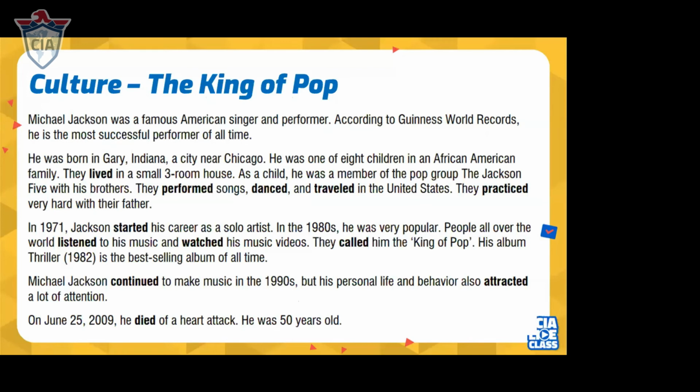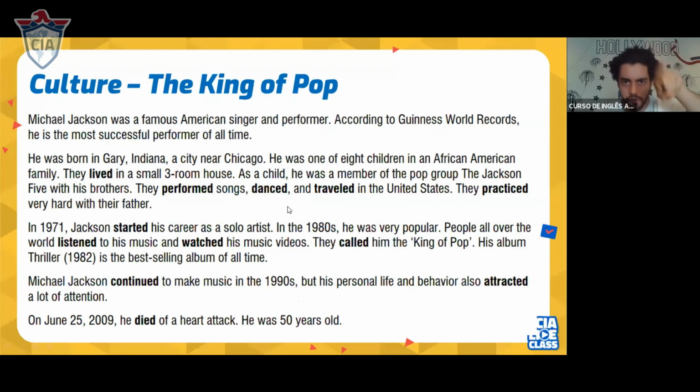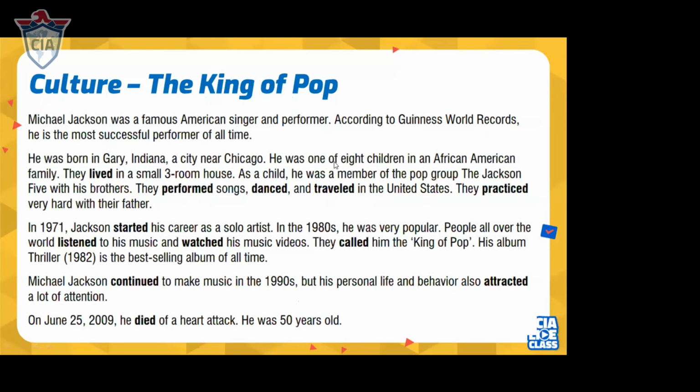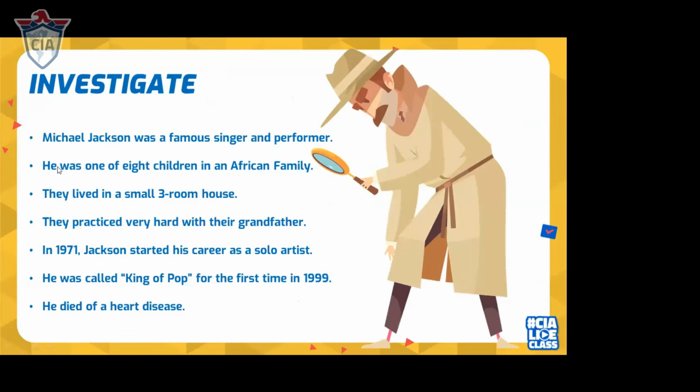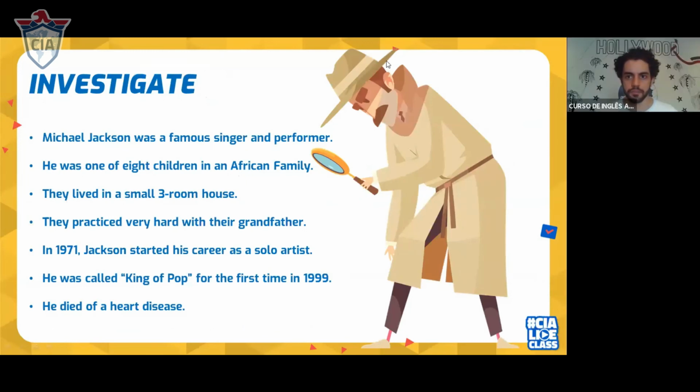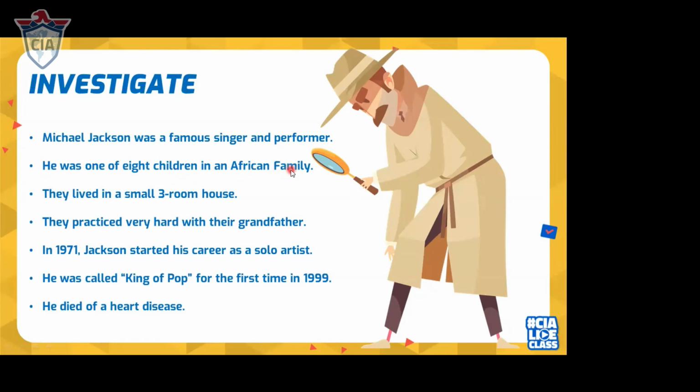And in the text it says, he was one of 8 children in an African American family. It's true, not false. He was born in Gary, or Chicago, yes, in an African American family. Oh, got it. Yes, it's true. Here, let me use my annotate. Okay, he was one of 8 children. This is correct. It's true.